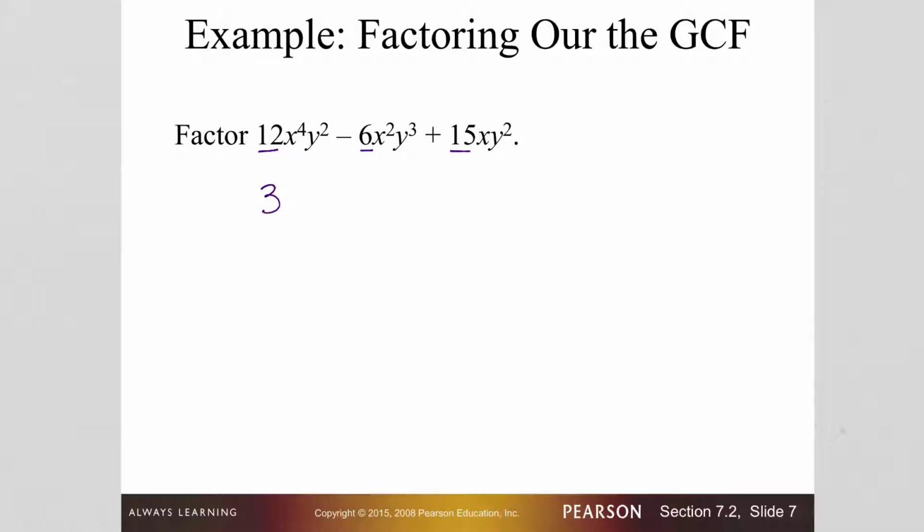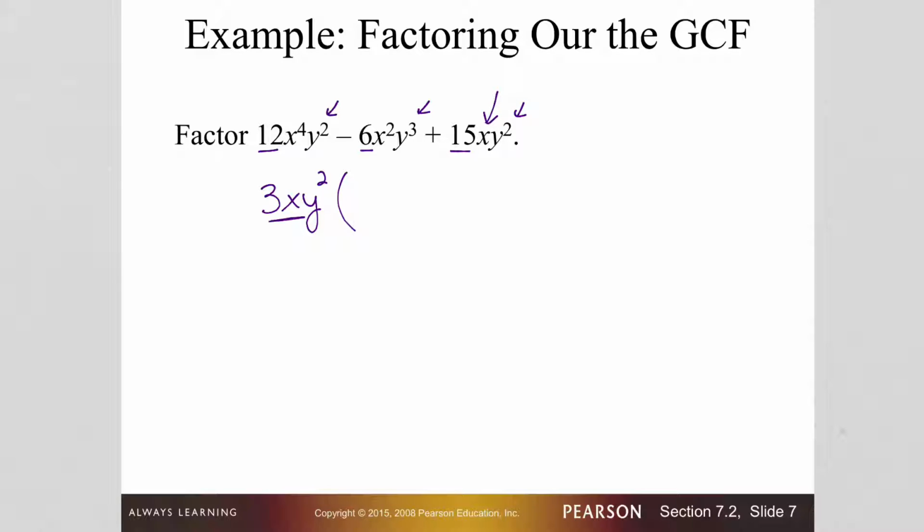Alright, so now take a look at your x's. What's the most number of x's that I can pull out of any one of these? I can only pull out one of them because of this guy right here. Now take a look at your y's. This one has 2, this one has 3, this one has 2, so I can only pull out 2 of them. So this right here is our GCF.